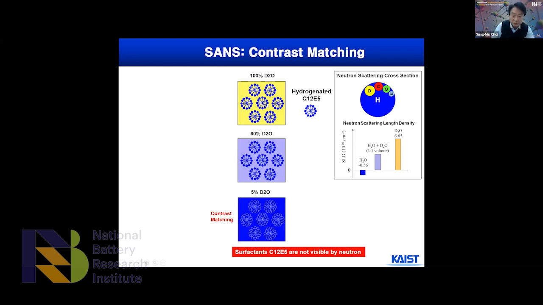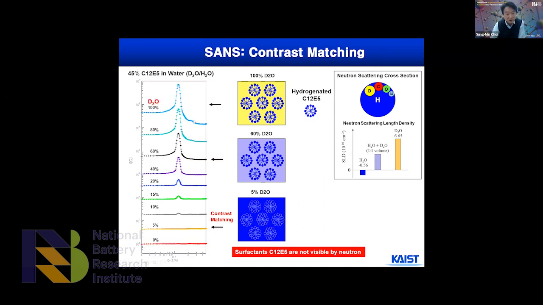But if you properly mix the D2O and H2O, we can make this surfactant invisible from the neutron point of view. Okay, so this is the data to find where these particles, surfactants, are invisible.